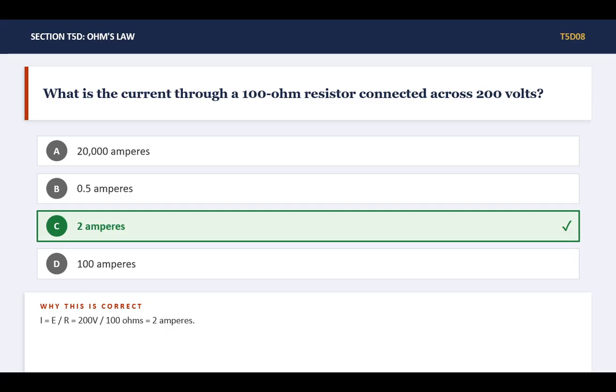What is the current through a 100 ohm resistor connected across 200 volts? C, 2 amperes. And that formula is I equals E divided by R equals 200 volts divided by 100 ohms equals 2 amps. What is the current through a 24 ohm resistor connected across 240 volts? C, 10 amperes. And that formula is I equals E divided by R equals 240 volts divided by 24 ohms equals 10 amps.